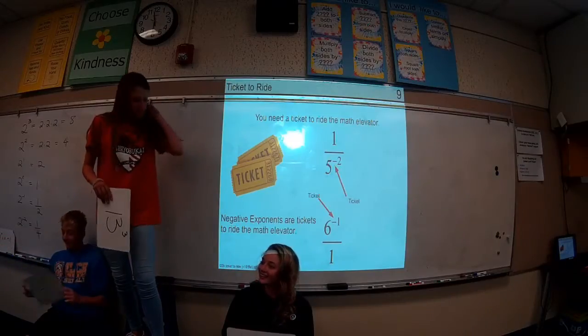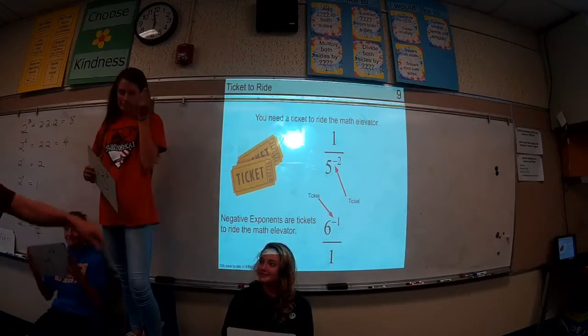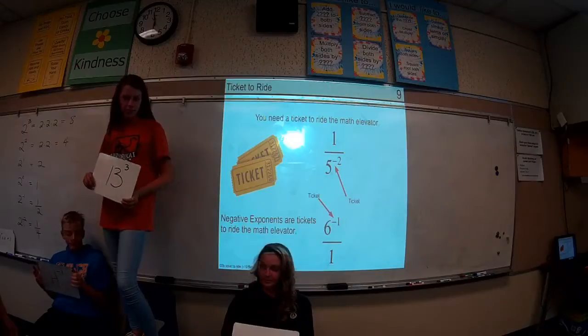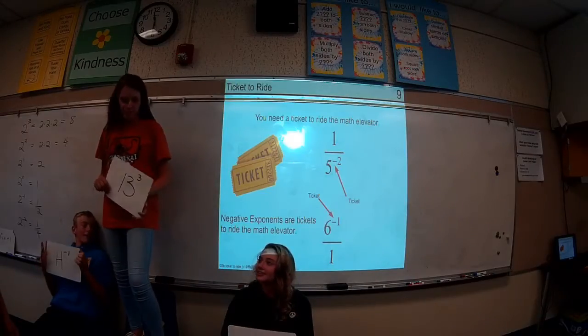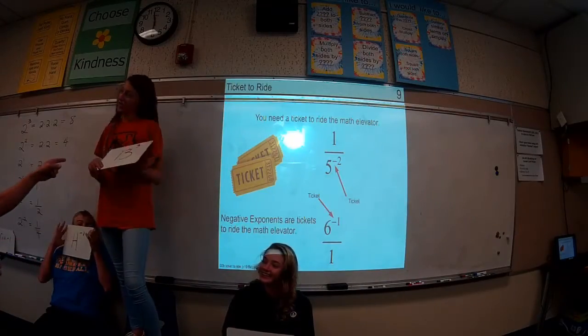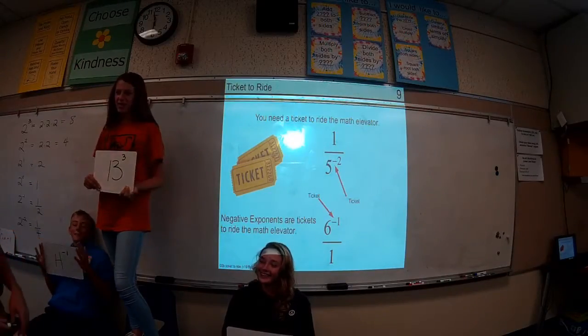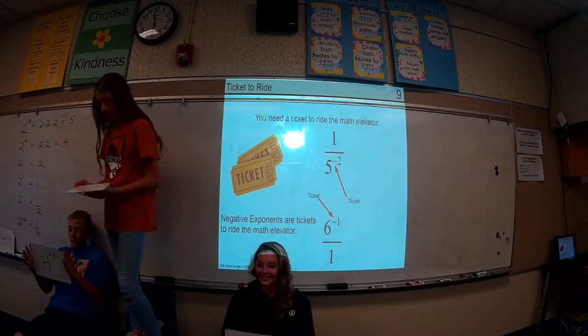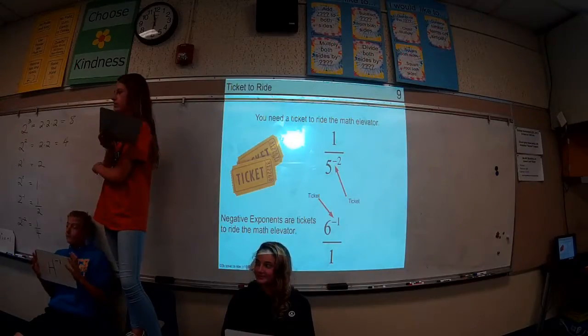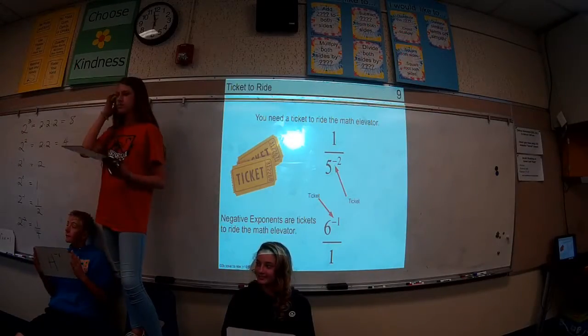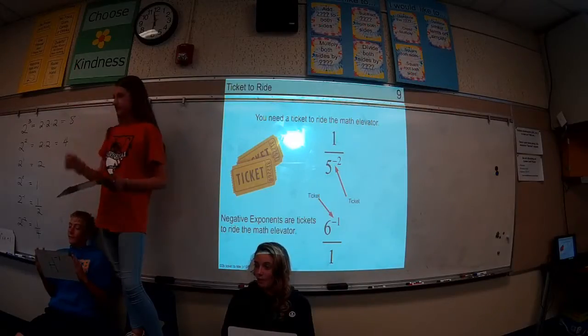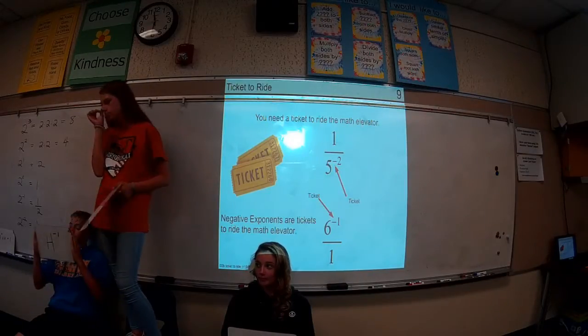Here's how it works. Are you on the top floor or the bottom floor of the math house? Yes, I'm on the top floor. Where are you? Bottom. Got it. Notice if you have a negative exponent, the negative itself is a ticket to ride the math elevator. It either takes you up or down, depending on where you're at.